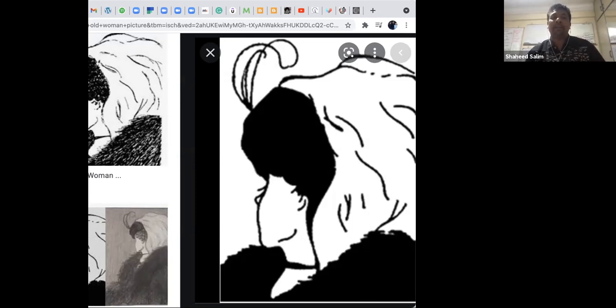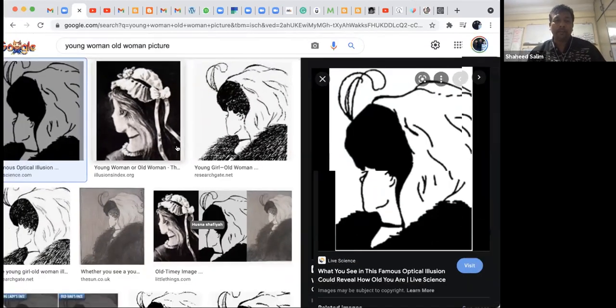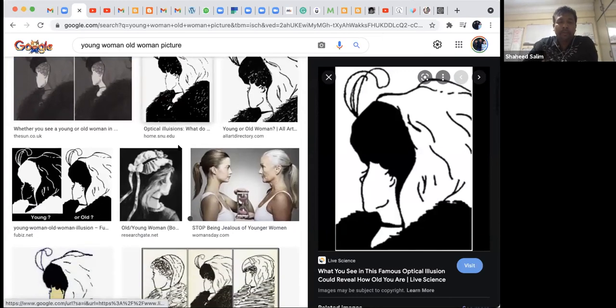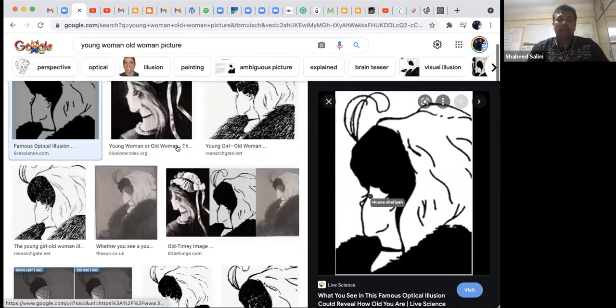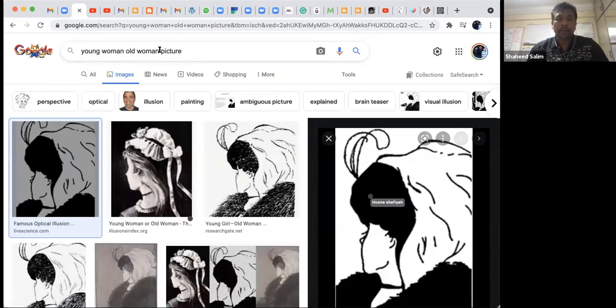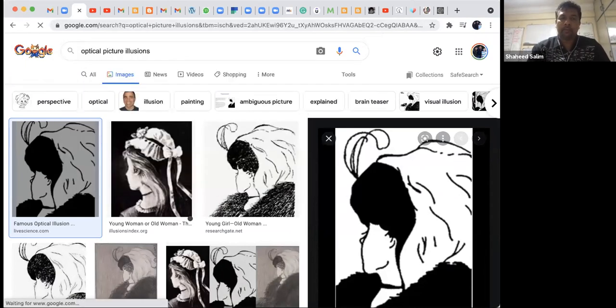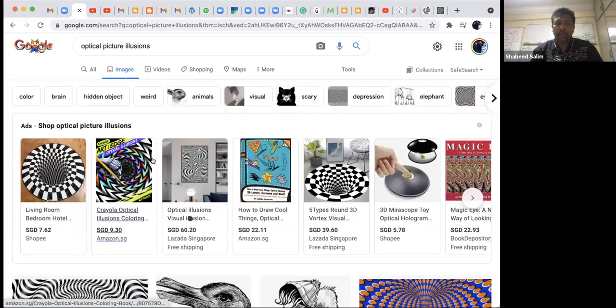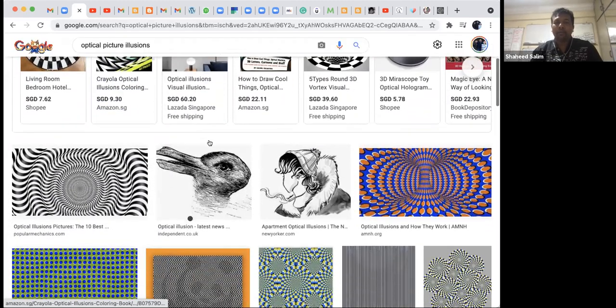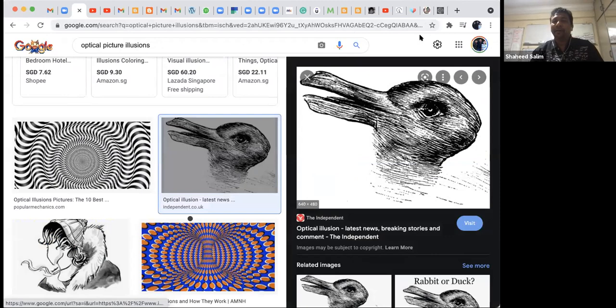Let us look at other images. Do they have other images? Let's see. How about the prince? There's no young woman, old woman. There's another one, you know. We call this optical illusion. Let me see. They have maybe this one now. What do you see? Bird.